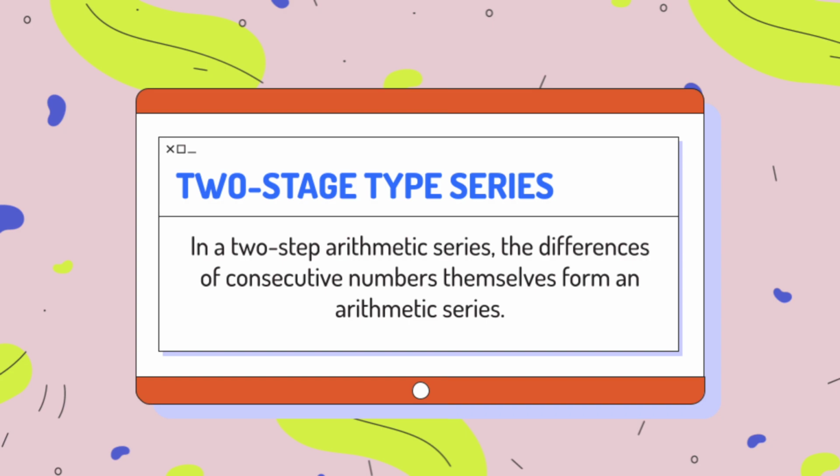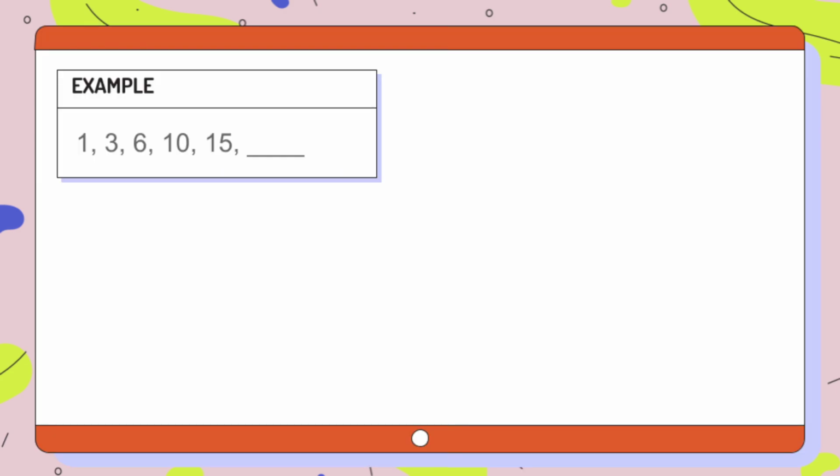Two-stage type series. In a two-step arithmetic series, the differences of consecutive numbers themselves form an arithmetic series. Let's say we have the sequence 1, 3, 6, 10, and 15. Find the next terms of the sequence.